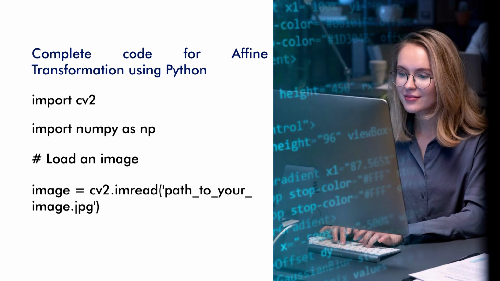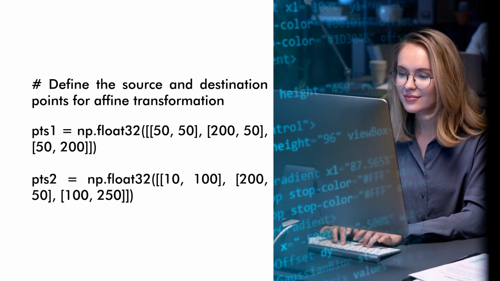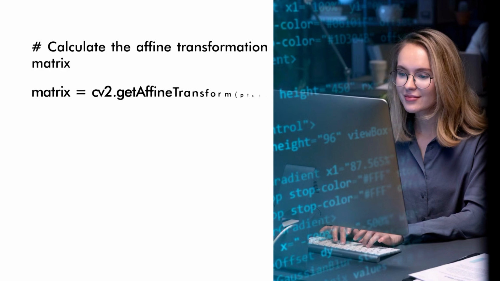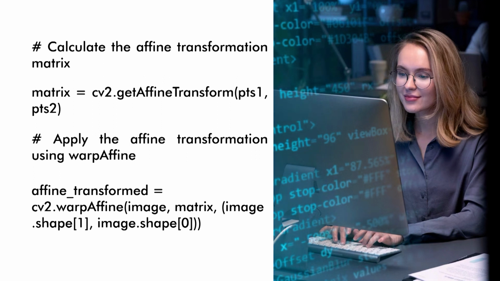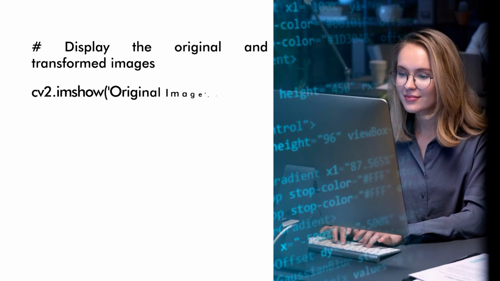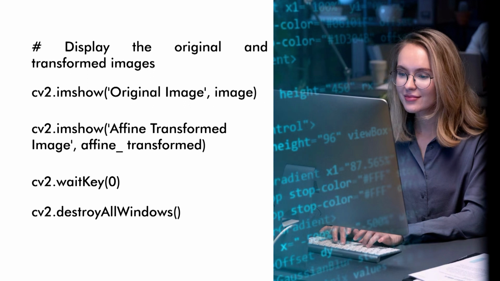Import cv2, load an image, define the source and destination points for affine transformation. Calculate the affine transformation matrix, apply the affine transformation using warpAffine. Display the original and transformed images. Make sure that points 1 and 2 are defined correctly to achieve the desired affine transformation effect. The points should form a non-collinear triangle in both sets.